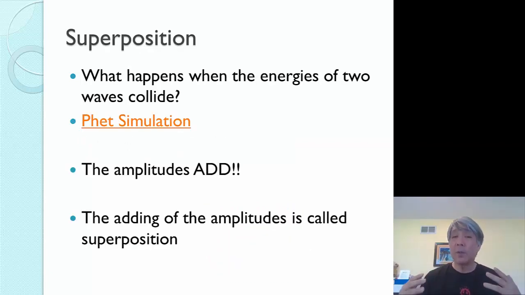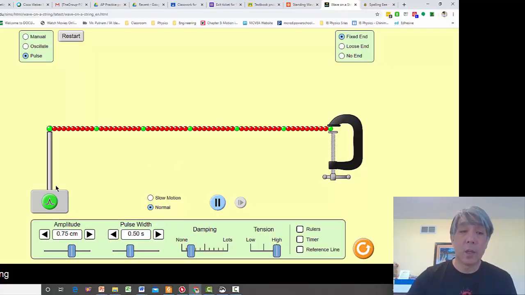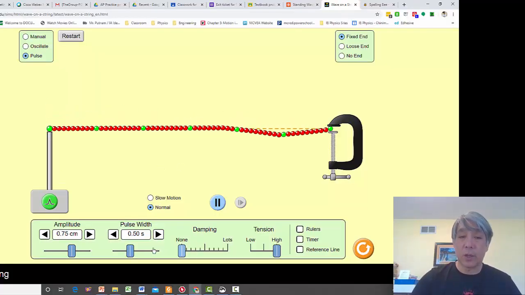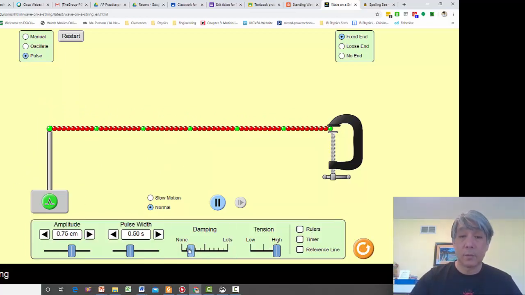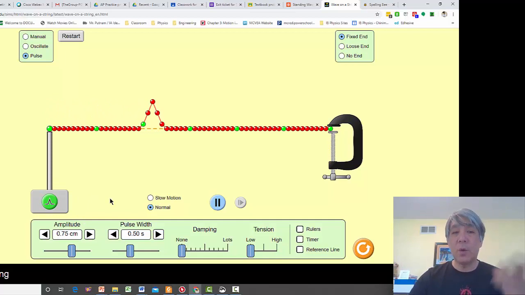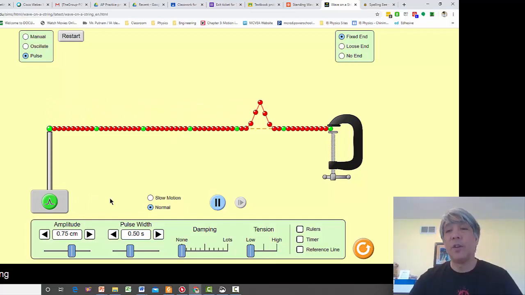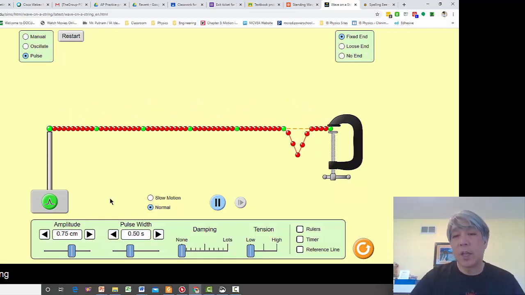But what happens when the energies of two waves collide? I'm going to switch over to a simulation for now, but what's important to realize is that the amplitudes add together when two waves collide. So here's a wave going on a string. Let's reset that, and let's slow it down. Here's a wave going on a string, and we can see what happens when it hits the other end. It reflects back on the other side of the string.